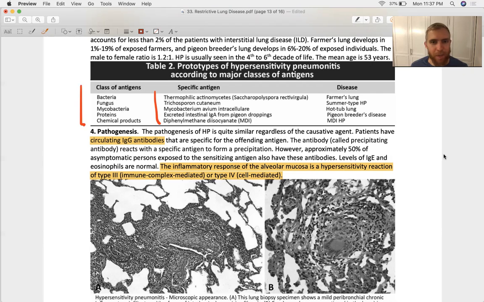And then there's diphenylmethane diisocyanate, which, shout out to Wikipedia, because that's how I'm going to learn what that is.